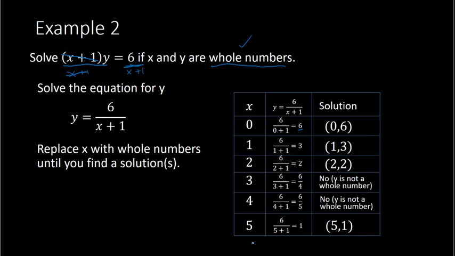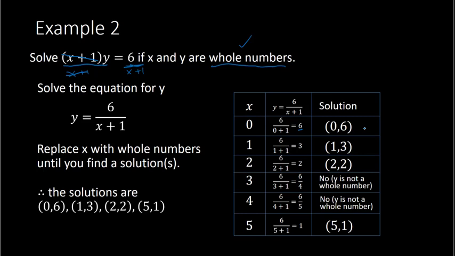And we can keep plugging in numbers, and we would find that after this point, everything would not be a whole number. If we plug a 6 in, we'd have 6 over 7. Plug a 7 in, we'd have 6 over 8, and so on. So because nothing else will be whole numbers, these are my only solutions. We have 0, 6, 1, 3, 2, 2, and 5, 1.